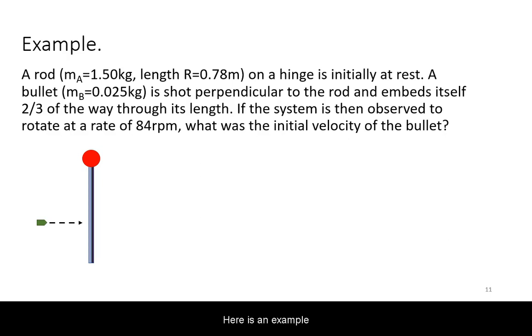Here is an example of using conservation of angular momentum for a system of two objects. Consider a bullet shot into a rod, making it rotate.